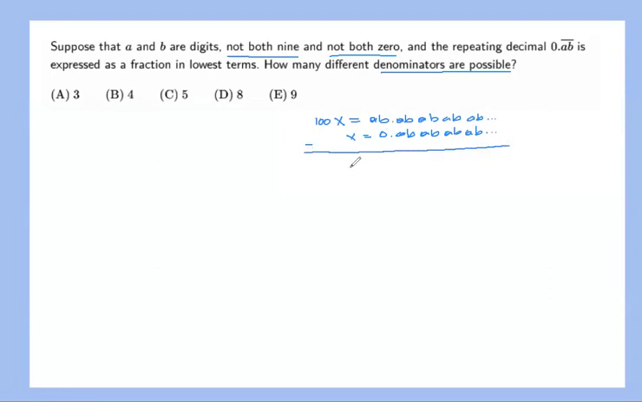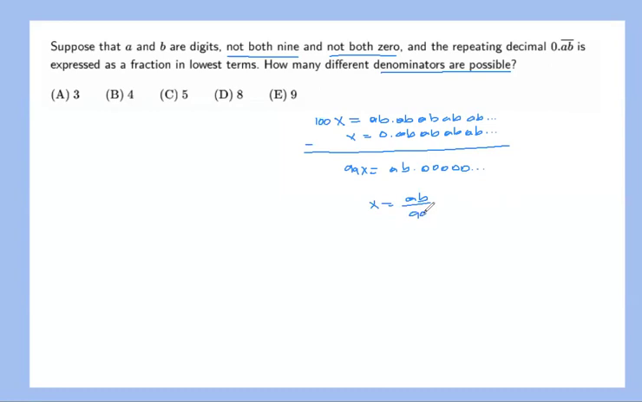So 100x minus x will be 99x. And now you see all the ABs after the decimal point will be gone. That will be 0, 0, 0. And then AB minus 0 is just AB. So this is going to be AB point 0, 0, 0, 0, 0. That will continue forever. And if you divide both sides by 99, x is going to be AB over 99.